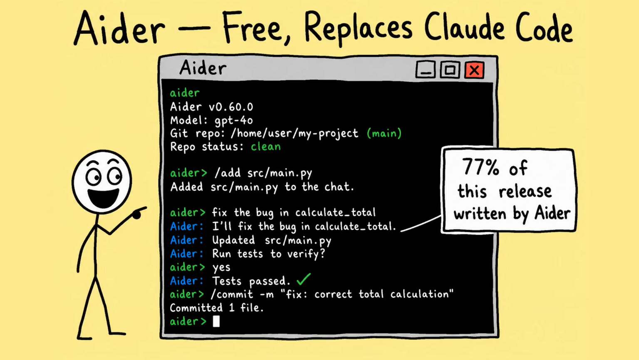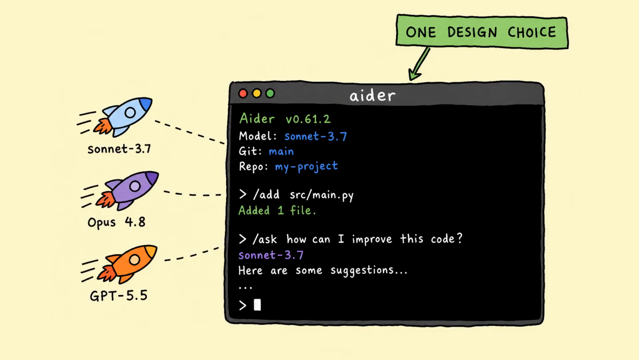There's a free AI coding partner that does what Claude Code does, runs in any terminal, and works with whatever model you want. It's called IDEs, and recently it wrote 77% of one of its own releases. The reason it survives every model launch comes down to one design choice most tools refuse to make.